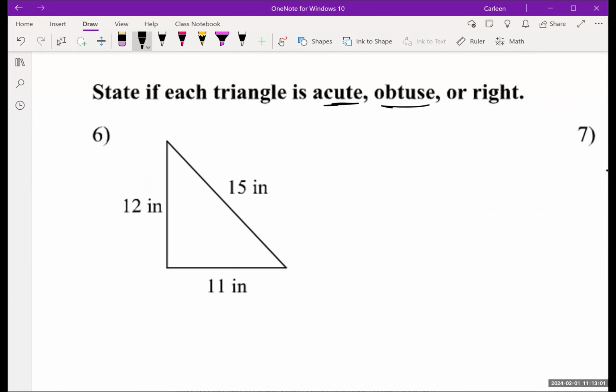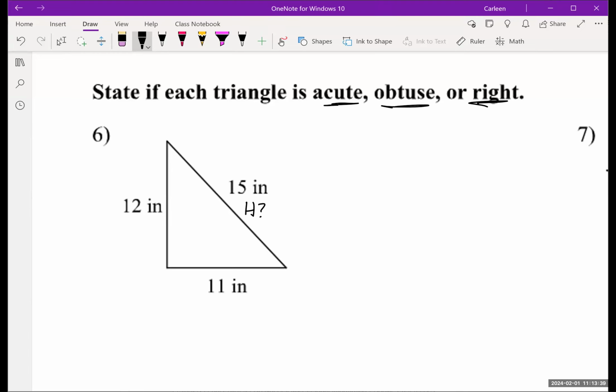So acute, obtuse, or right. Step 1, we're going to label which one is the hypotenuse. Notice we don't know this angle, but this is our guess as to the hypotenuse. And we're guessing 15 is the hypotenuse because the hypotenuse is always the biggest side, the longest side.